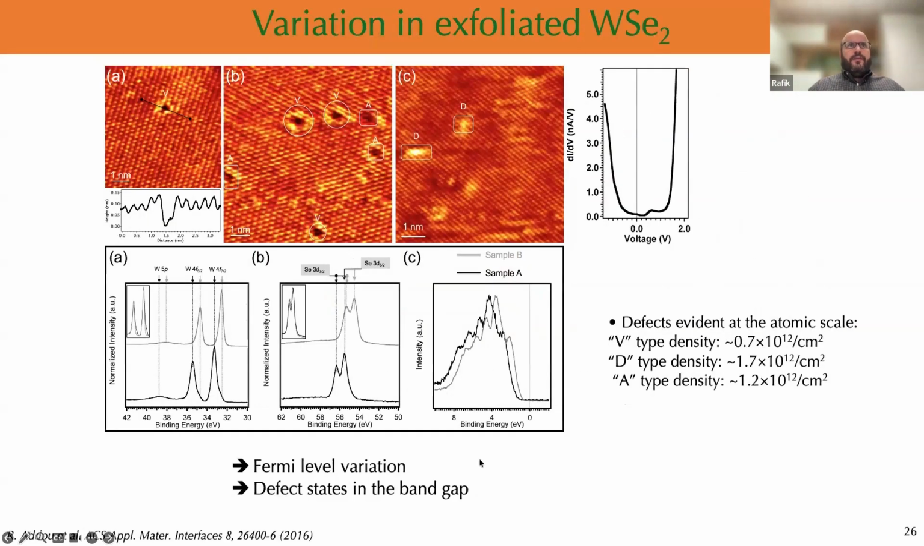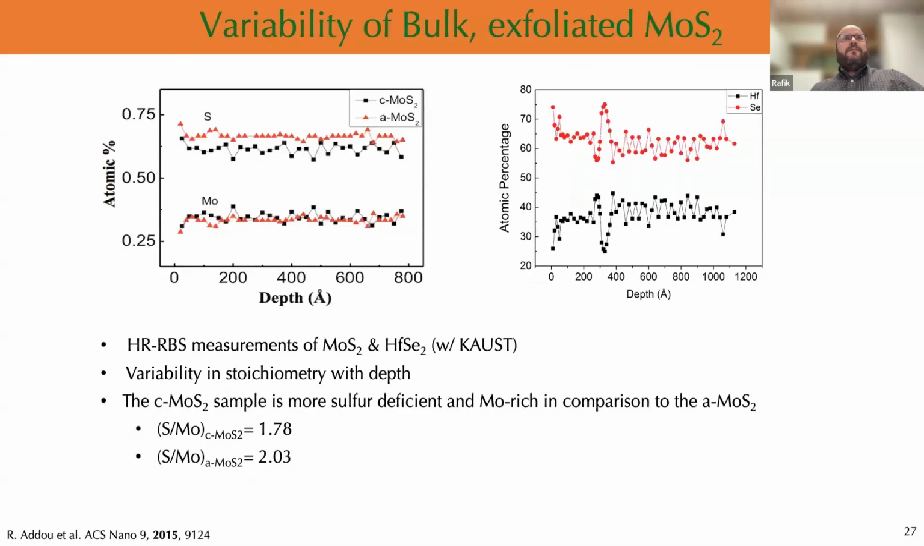Then we changed to synthetic tungsten selenide, and it was not that much better. It's not as good as MoS2. We also see a lot of defects and also a lot of variation. And we want to see if this is just surface because of the exfoliation, or because of the growth. So for that, we did high resolution Rutherford backscattering.